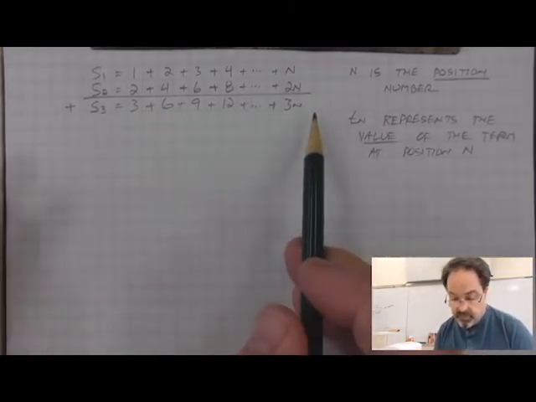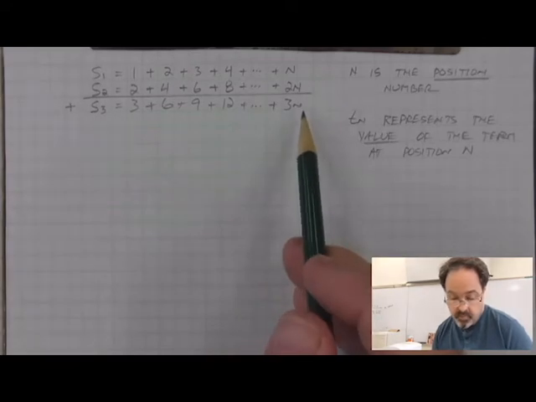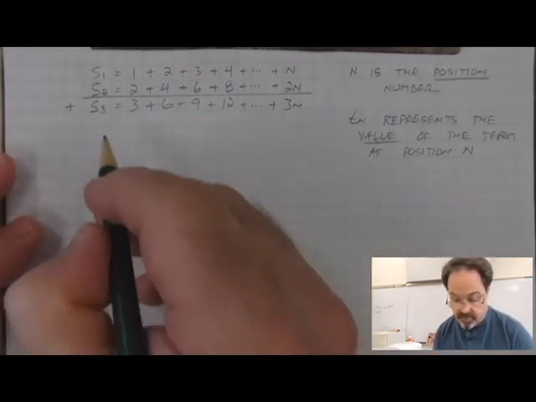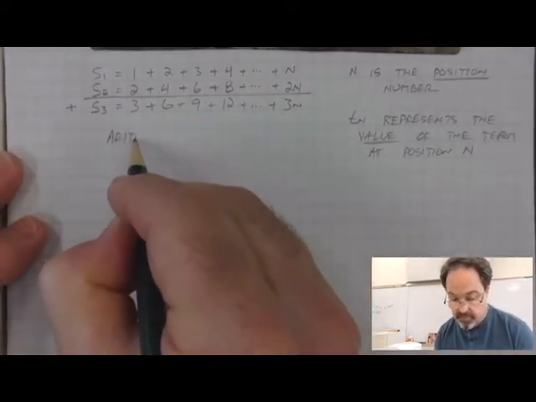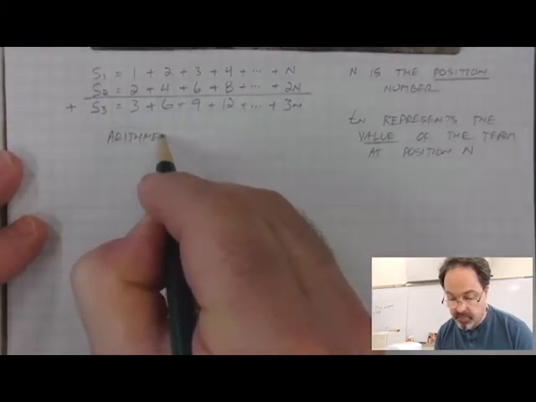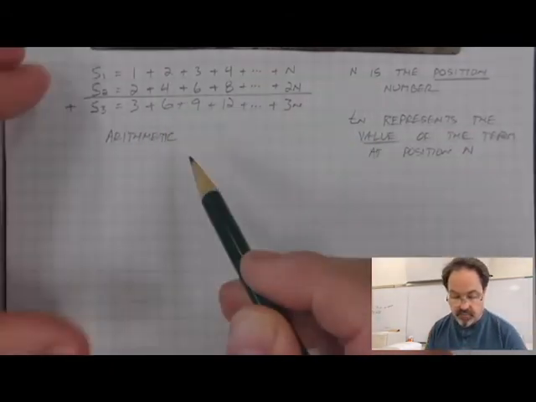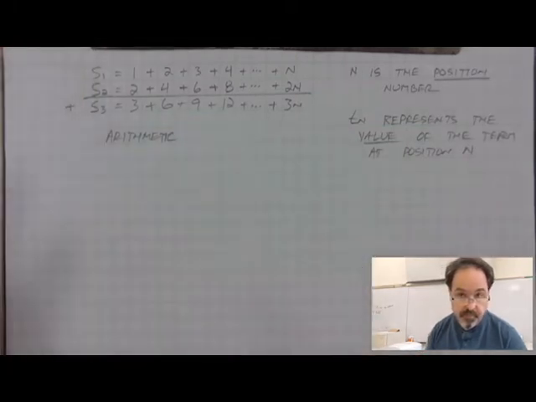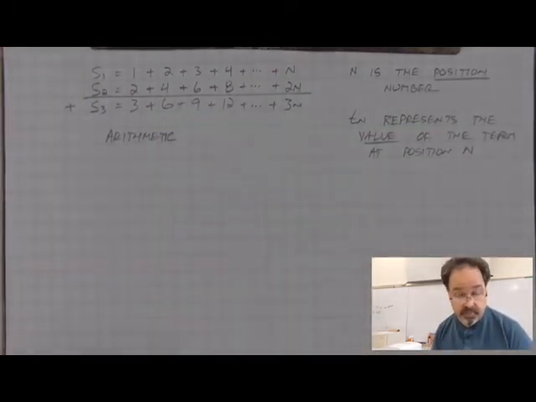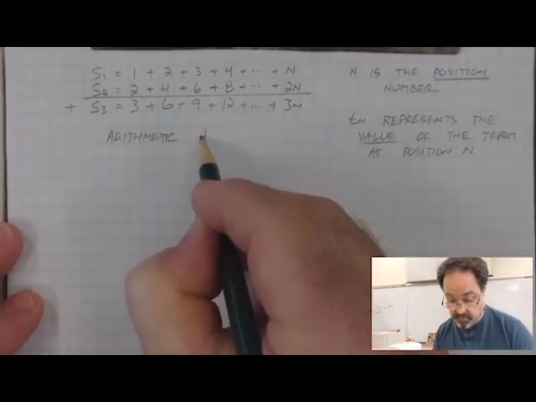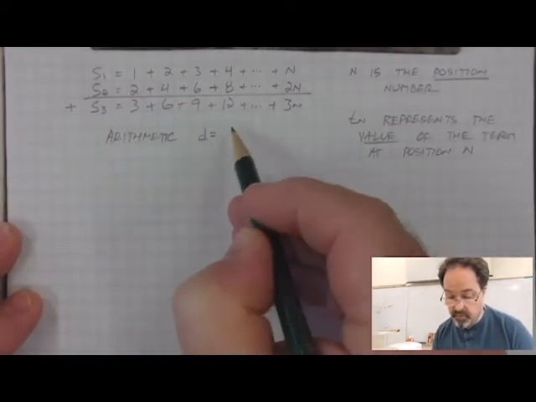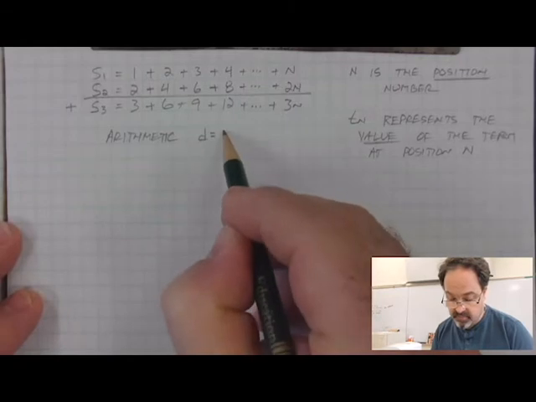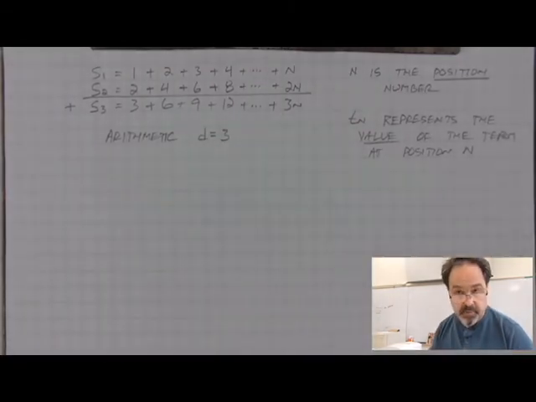This third series, we could think of its qualities. It's arithmetic. It's arithmetic because just like series 1 and series 2, it grows by a constant difference. The rule is we add 3 each time. So we could say, and use as part of the equation, that d, the constant difference, is equal to a positive 3.